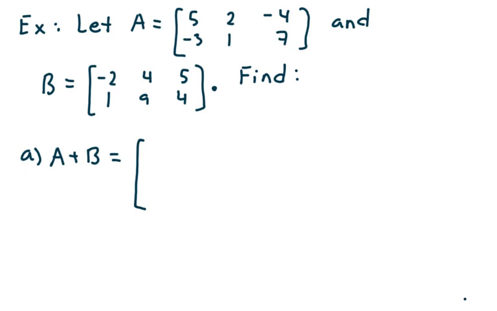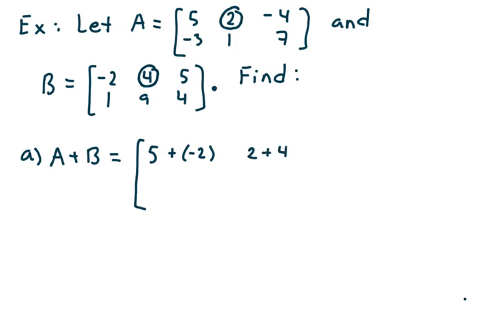now I'm going to take 5. That's the entry in the first row, first column of A. And I'm going to add the entry in the first row, first column of B. So I'm going to take 5 and add negative 2. Now, moving over, I'm going to take 2. This is located in the first row, second column of A, and 4. This entry is located in the first row, second column of B. And I'm going to add those results.